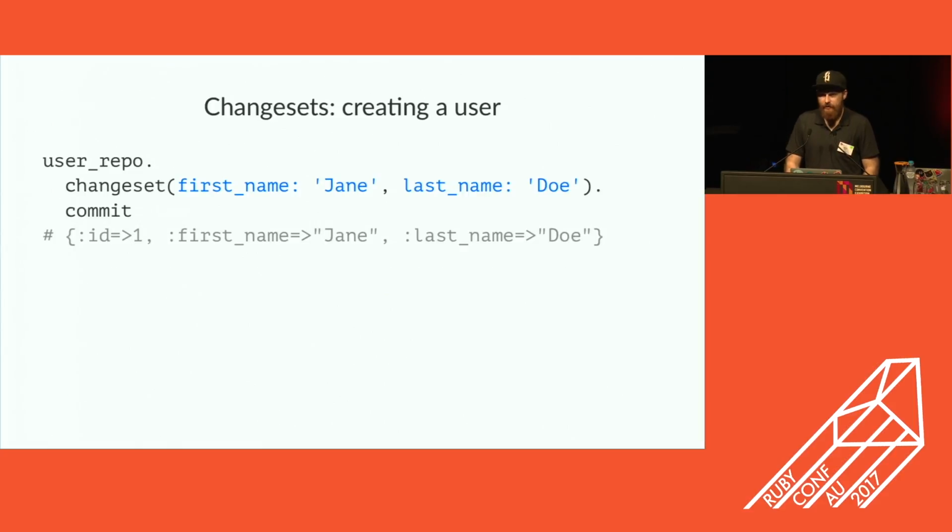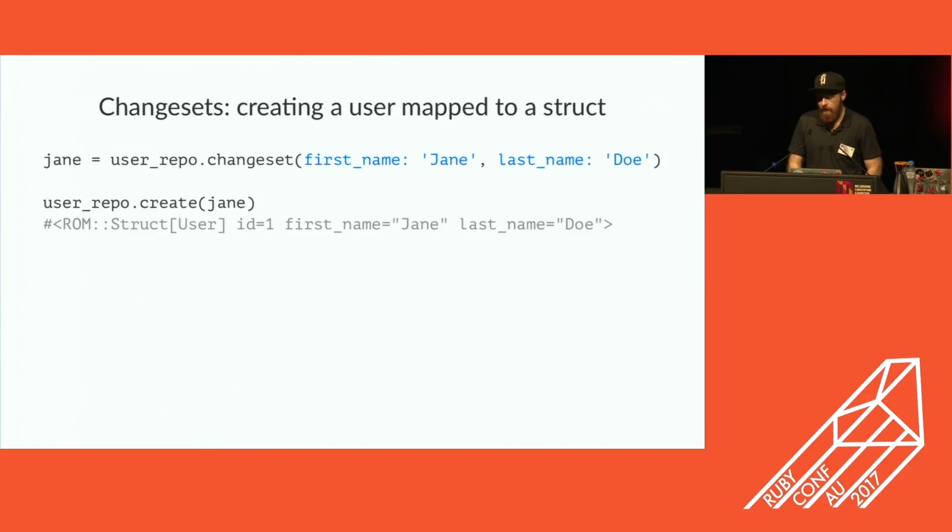So a simple example of a changeset is that you ask a repository for a changeset with some new data, and you can commit it because changesets are standalone objects. If you commit a changeset, it's going to just give you back whatever the database returned. Now, you can also save changesets through repositories, and in this case, it's going to turn the response, the database result, into a struct.